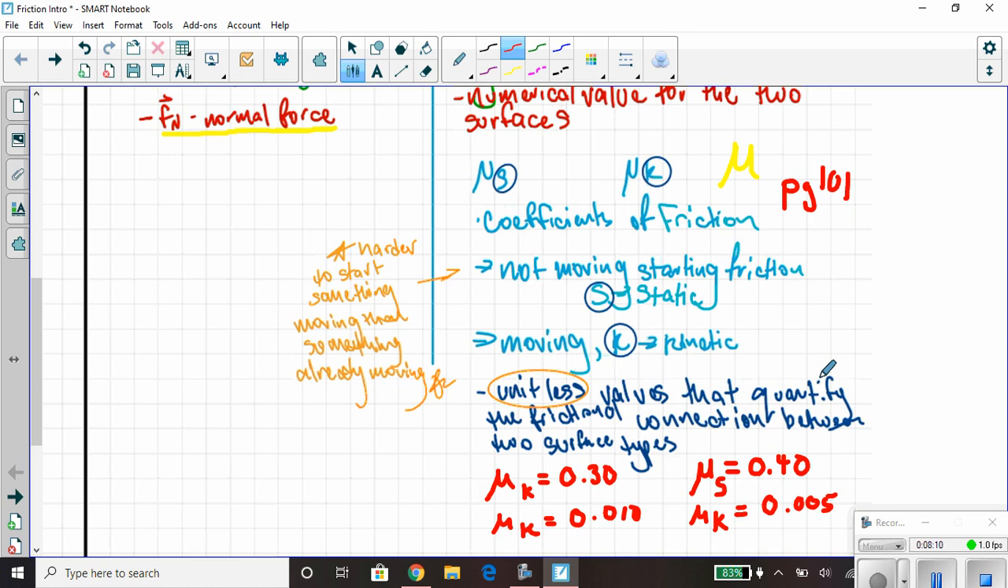And if you take a look on page 101, you'll usually find that coefficients of static friction are larger than the coefficient of kinetic friction when you have the two same surfaces involved. So a good thing to remember is it's harder to start something moving than keep it moving. All right, once you've got it started to move, it's easier to keep it moving. It's always harder to start it moving. And one of the reasons is that the coefficient of static friction is larger than a coefficient of kinetic friction.